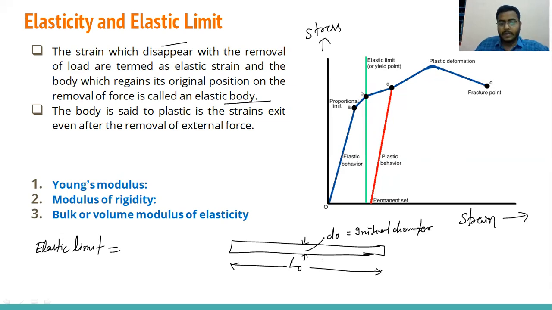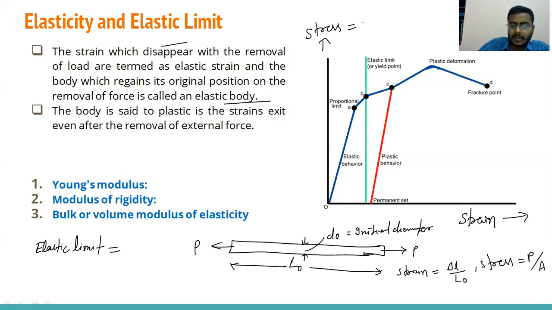When you apply a pulling force or tensile force on this body, you will find some increase in length, delta L. We can calculate delta L and divide by the original length, so we can get the strain. Here the force is P, so we can also calculate stress. What is the stress? Force divided by area. Suppose the cross-section area is A.